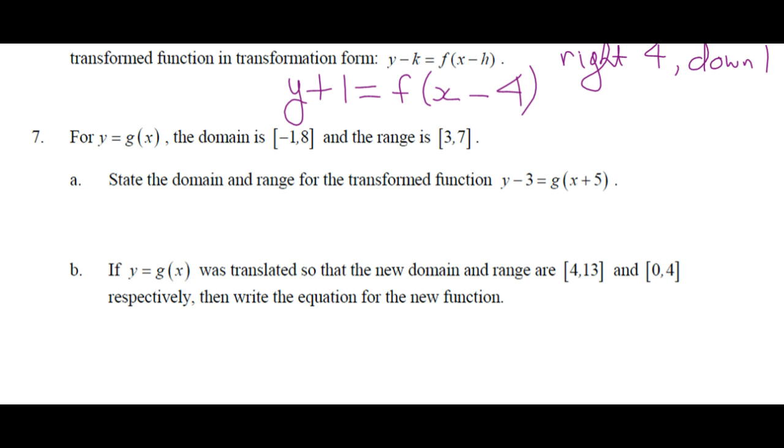Anyways, for y equals g of x, the domain is -1 to 8, and the range is 3 to 7. State the domain and range for the transformed function. Okay, so the first thing is words. Describe in words what's happening. So what's this doing? I like horizontal first. So this is left 5, up 3. If I'm going to move left 5, -1 is going to go where? -1 is going to go 5 units to the left and end up at -6.